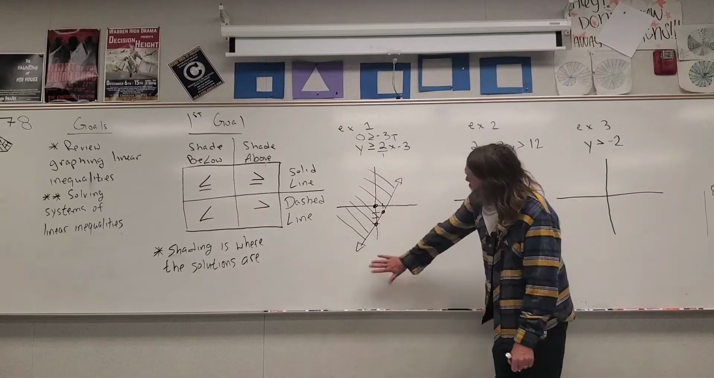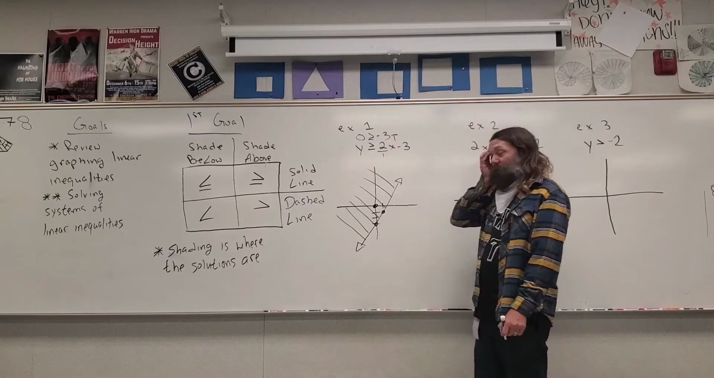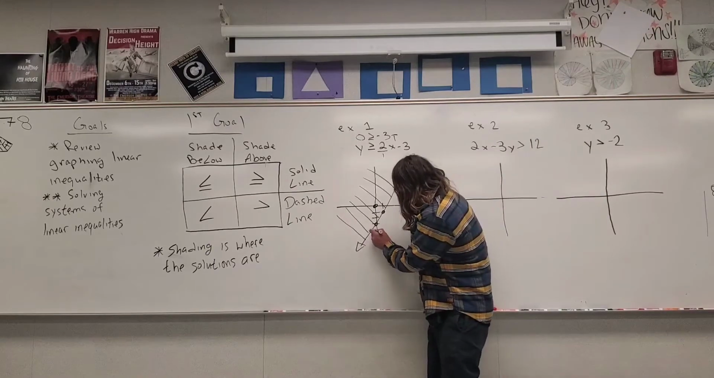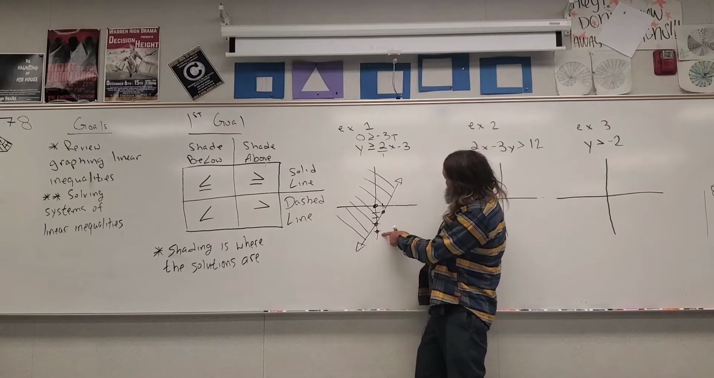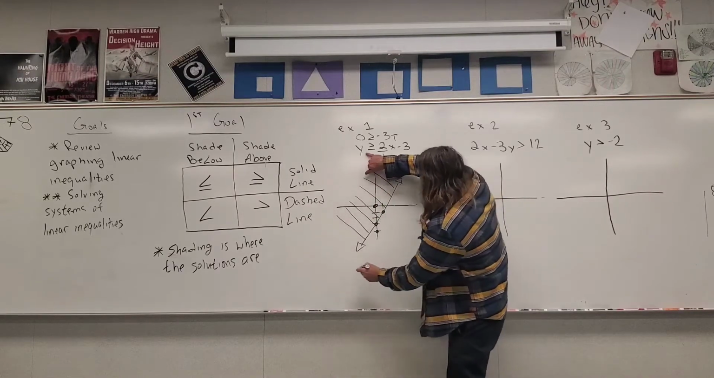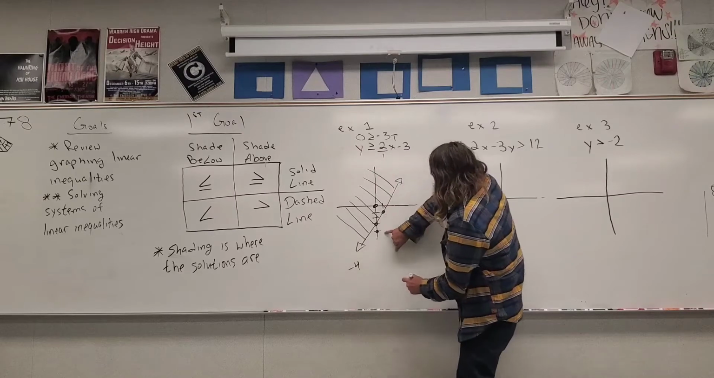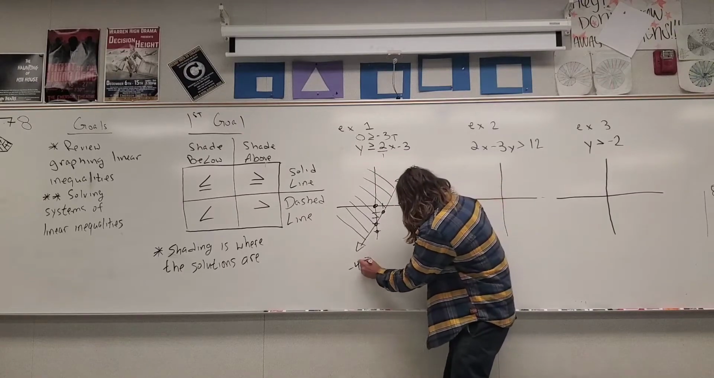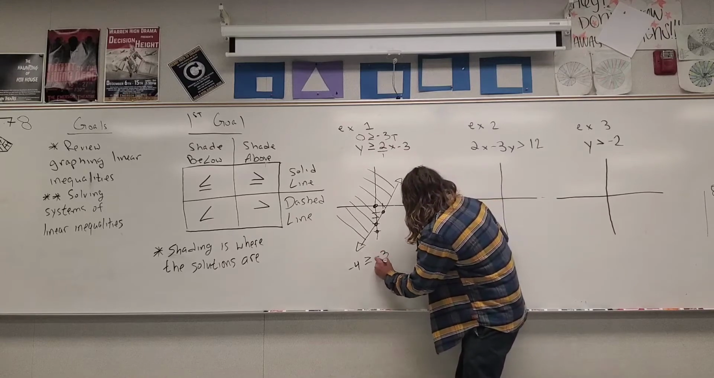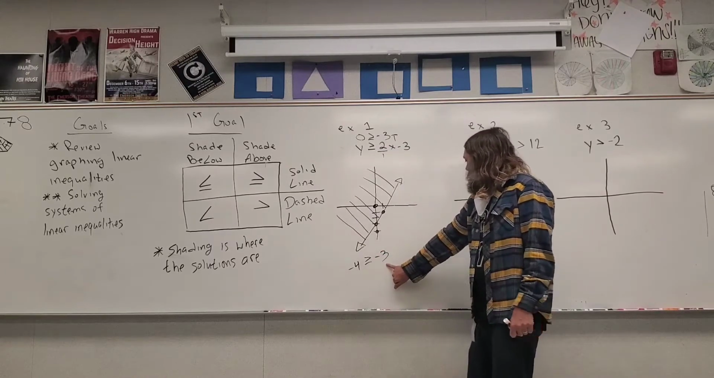If I was to plug in anything out here where it's not shaded, I would get a false statement. Let's just do that real quick. So if I was to plug in this point, (0, -4), that means I would have a -4 for my y, because that's my y value. And then that would be greater than or equal to, my x was 0, so that goes away. And I get -3. Is -4 greater than -3?